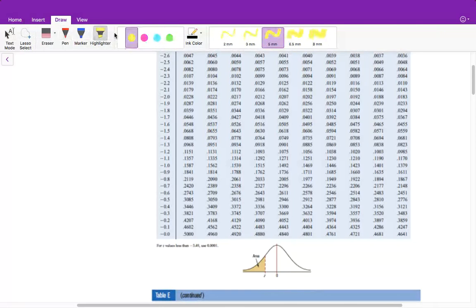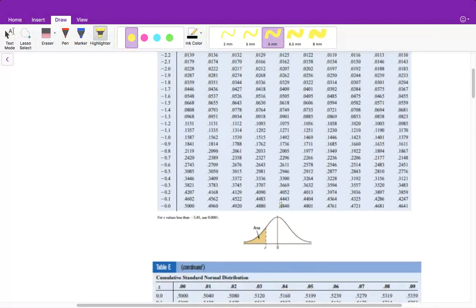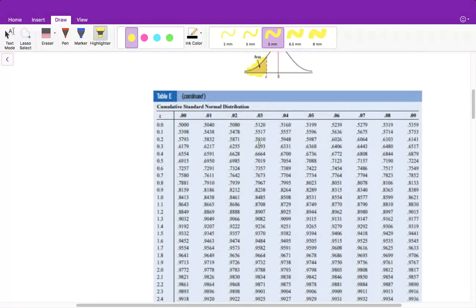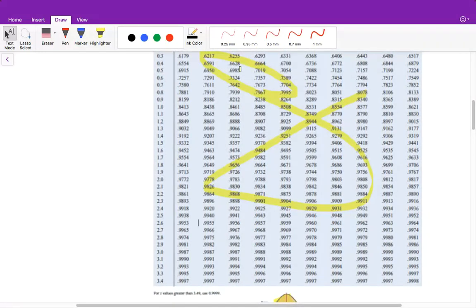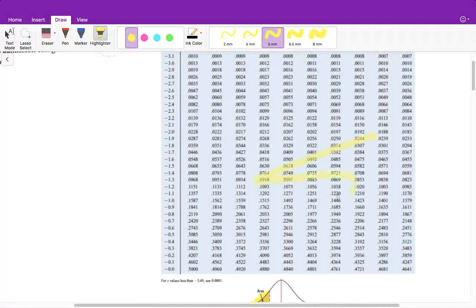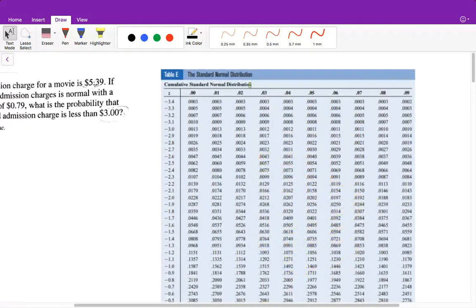But when you look and they show you at the bottom of the page, it says that this is the area for our z-score. It's always showing you to the left. So all of these values that are given to you, all of these area values, anywhere in there, that is showing us the area to the left of our z-score. So it's important that you understand that and that you know that.